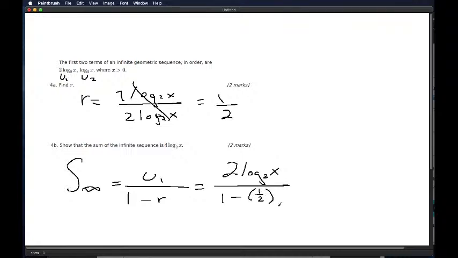For the next piece, Jeffrey, it's just this, the sum of an infinite sequence is this formula. So I just plug in u1 and r. And 1 minus 1/2 becomes 1/2. 2 divided by 1/2 is 4, and then you get 4 log 2x.